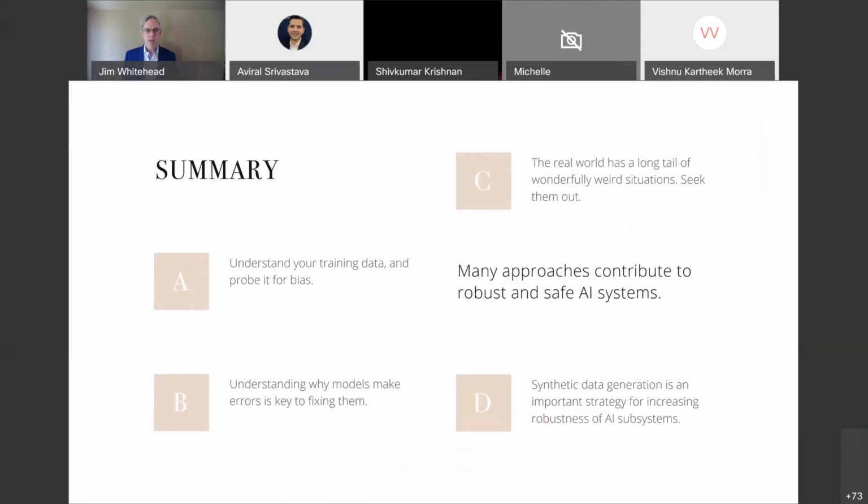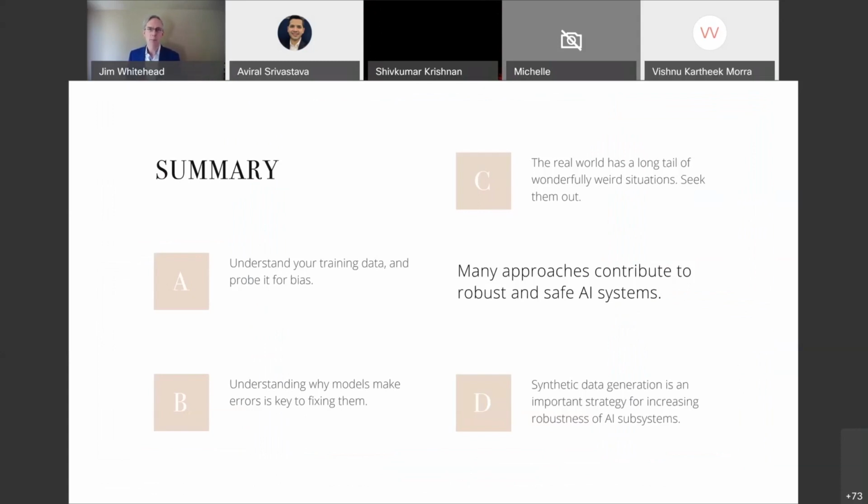All right, well, let me summarize. So the first point, make sure you understand your training data, understand its biases. If you're not computing and taking a look at the frequency distributions of your data, you're just going to run into problems because you just don't understand what's going on.